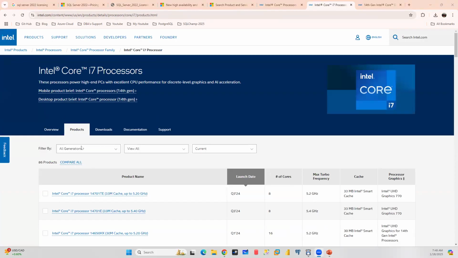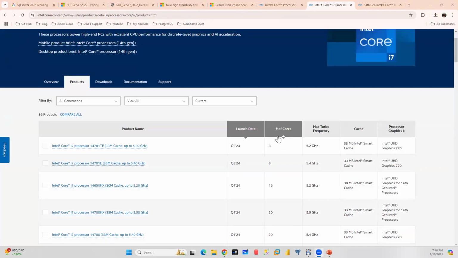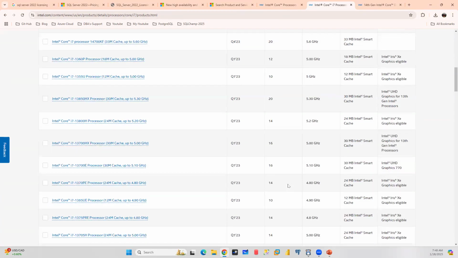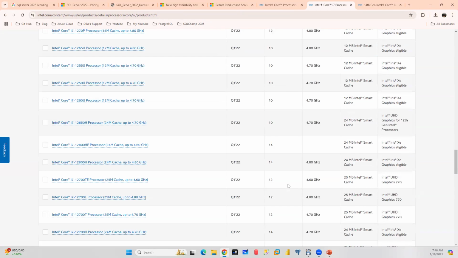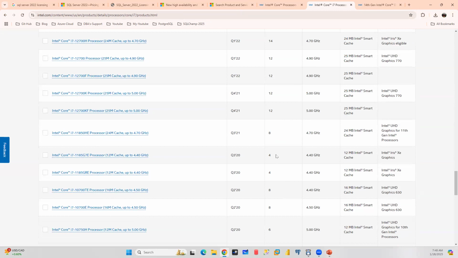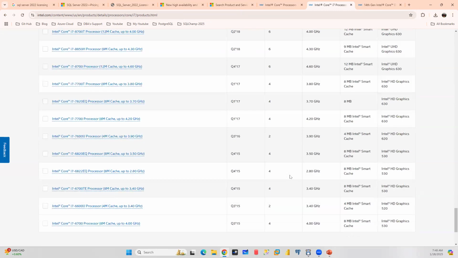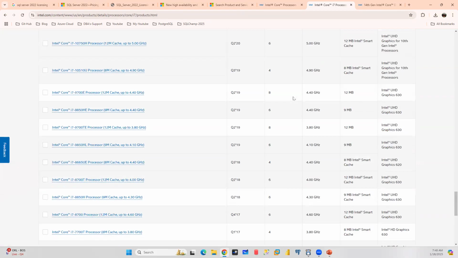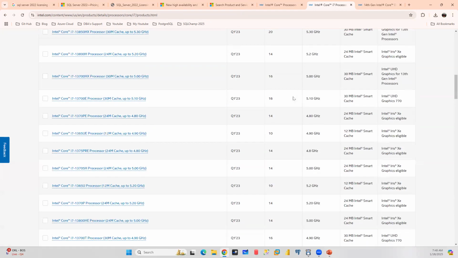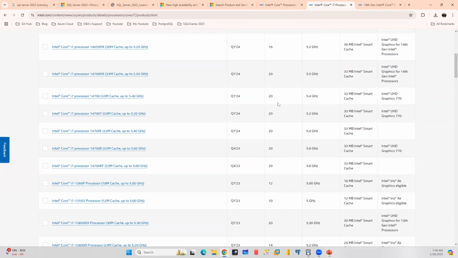Now see, for example, when I go to the i7, here you are able to see the cores, right? Everyone is able to see the cores: 8 cores, 8 cores, 16 cores, 20 cores, 20 cores, 24, 14 cores, 16 cores. Scroll down, 10 cores, 8 cores, 4 cores also you are able to see. Down, 6 cores, 2 cores also. So minimum you will get 2 cores, right? When you go for i7, minimum you will get 2 cores, and maximum you will get 24 cores, correct?